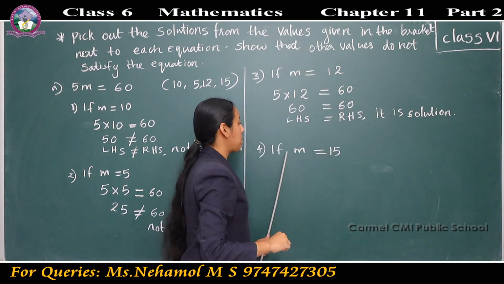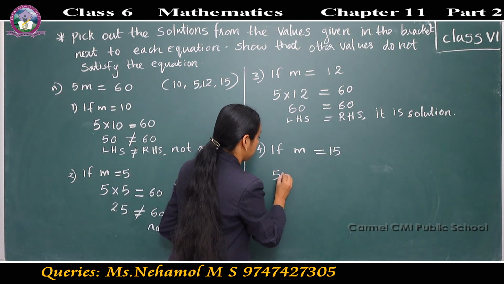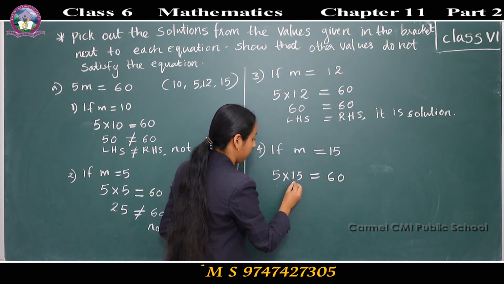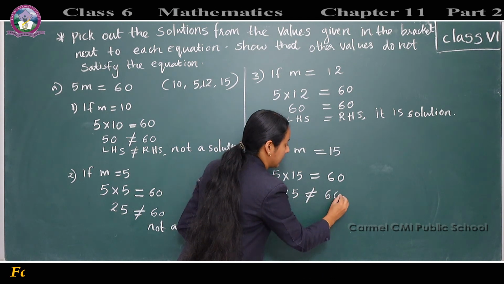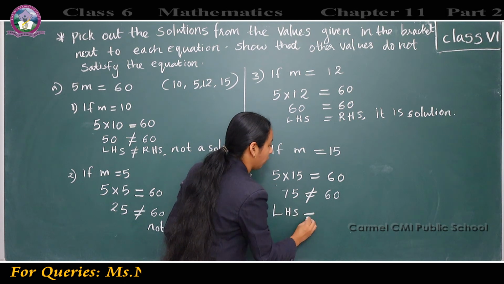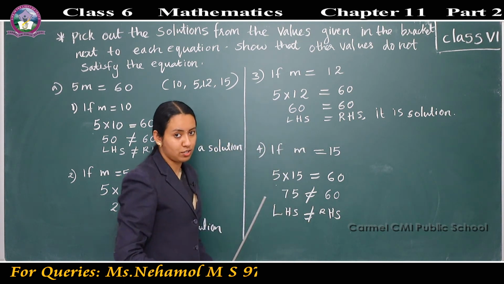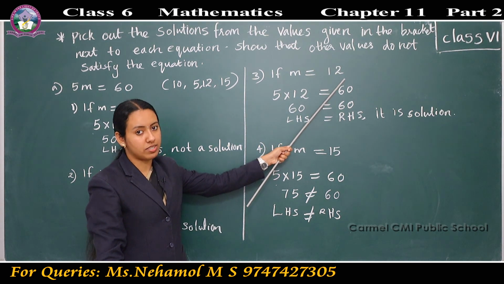Then next one, m is equal to 15. If m is equal to 15, 5m means 5 into 15. 5 into 15 is 75. That is not equal to 60. So here also LHS is not equal to RHS. This is also not a solution. So which is the solution? m is equal to 12 is the solution.